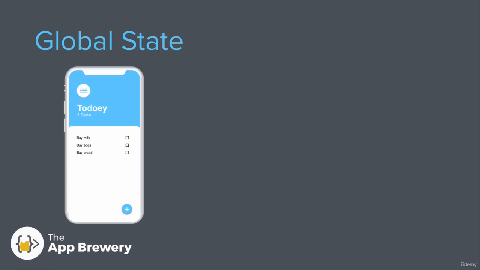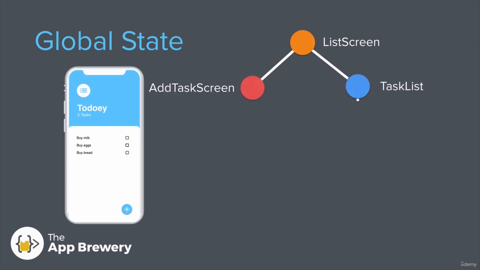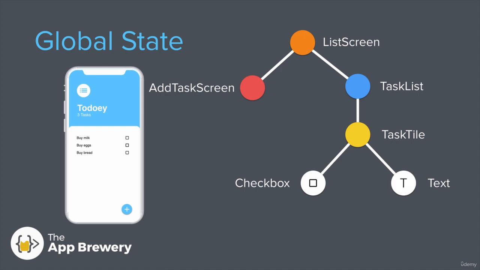Well, when you're managing global state, you're essentially keeping the values of some of your variables and using them across different parts of your app. For example, we can represent our app as a very simple widget tree. We have a list screen at the top, which branches off into an add task screen as well as a task list. The task list is populated with task tiles, and each of the tiles has a checkbox and a piece of text, which is the title of the task.